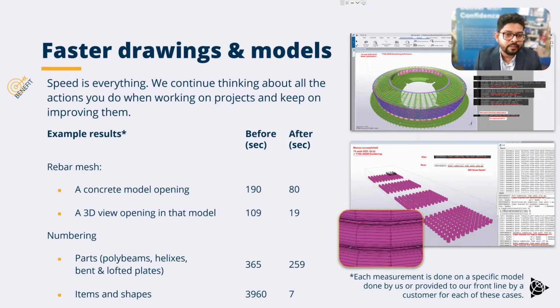The performance of numbering has also been improved in the latest version. That applies to all Tekla Structures parts, especially complex parts having multiple phases like concrete items, poly beams, bent plates, and lofted plates. All of these will be numbered much faster compared to the previous version.